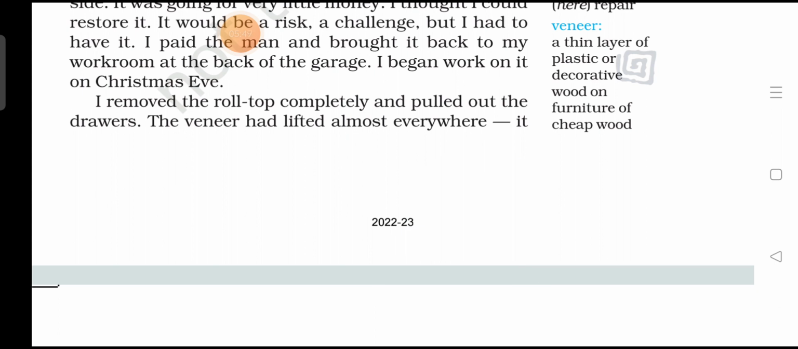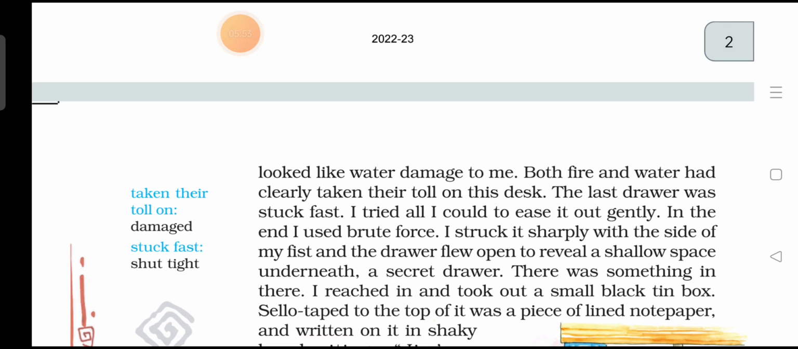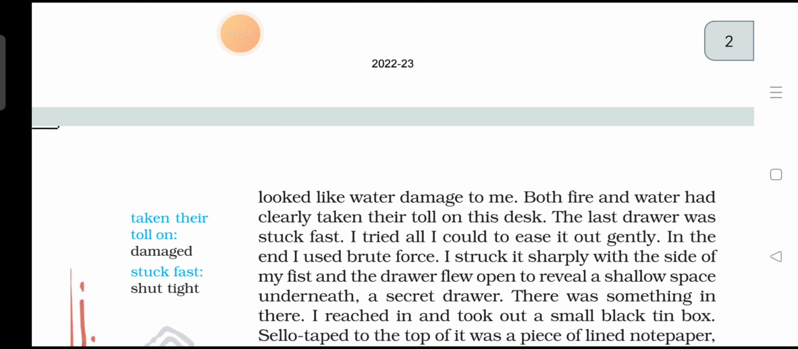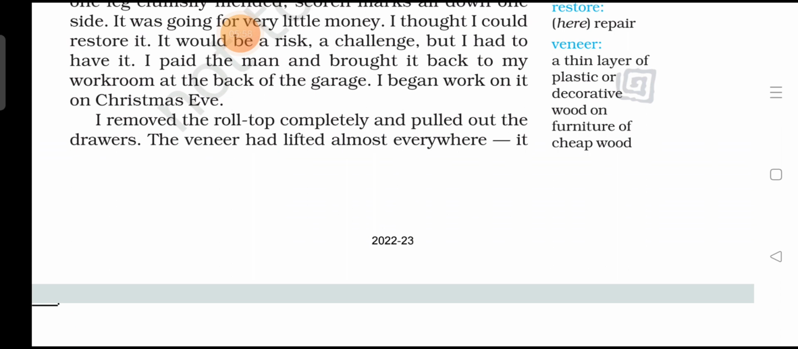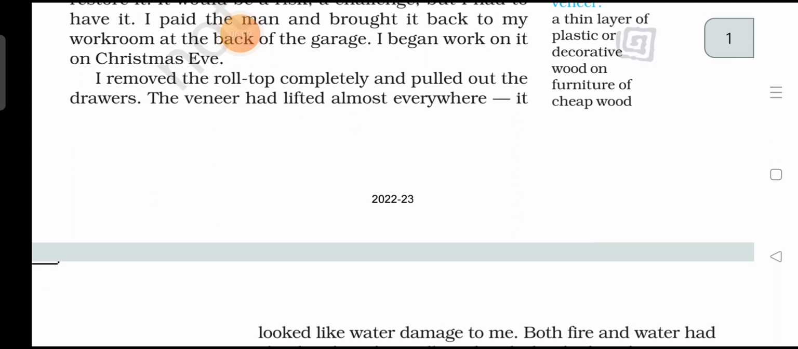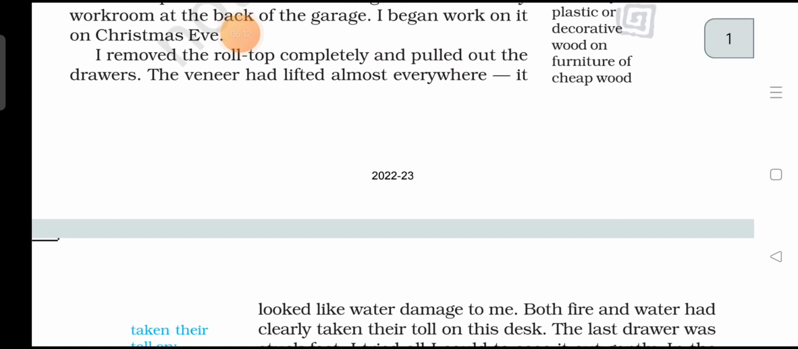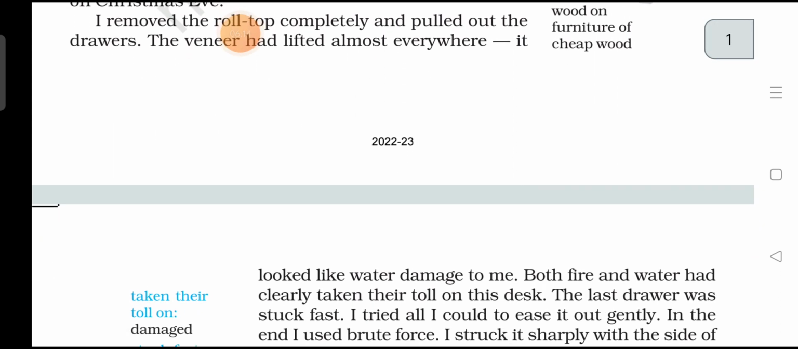Okay, the veneer had lifted almost everywhere. Okay, it looked like water damage to me. What is veneer? Veneer is a thin layer of plastic or decorative wood on furniture of cheap wood. Okay, a thin layer of plastic or decorative wood on furniture of cheap wood. Okay, dear students, yes.